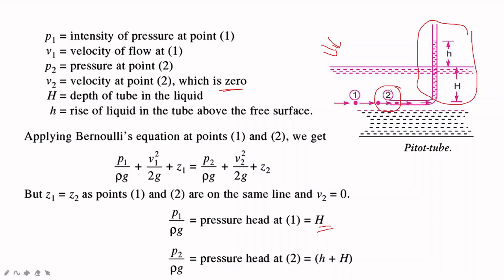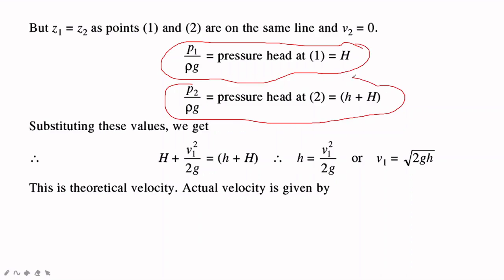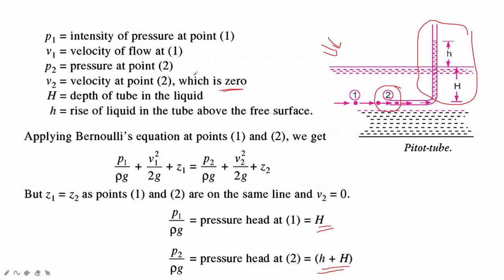Due to the stopping at point 2 only, this H will rise. That's why the pressure head at section 2 is h plus H, and the pressure head at section 1 is h. Substituting these values. Which values? P1 by rho g is h, and P2 by rho g is h plus H. Substituting these values in Bernoulli's equation, that is P1 by rho g... I'll show you.